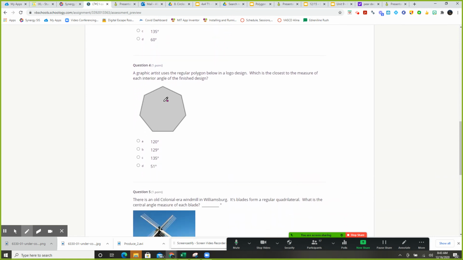So question number 4, a graphic artist used the polygon below as a logo design. What is the closest measure of each interior angle of the polygon? How do I find interior angles again? N minus 2 times 180. Everybody's saying it. Great.